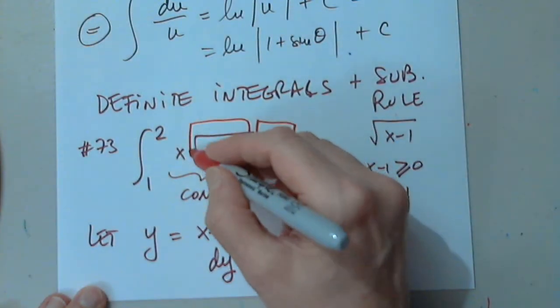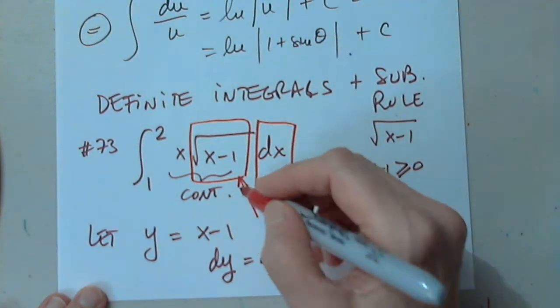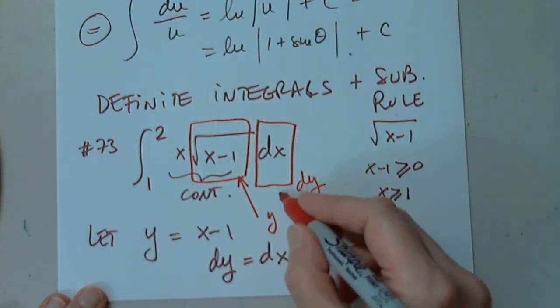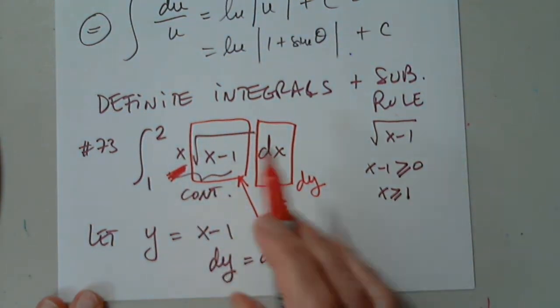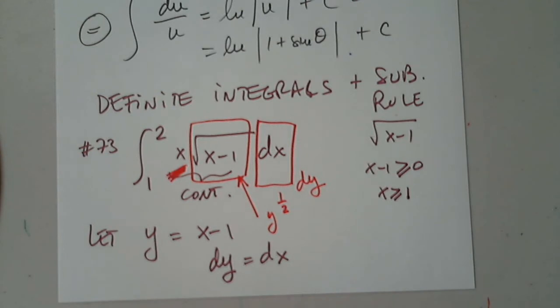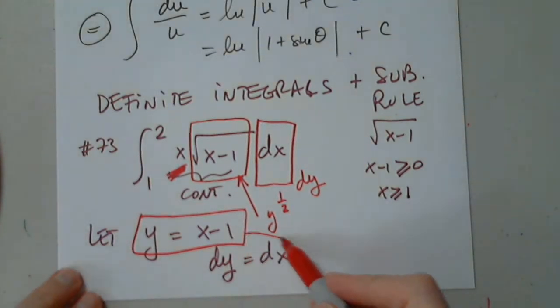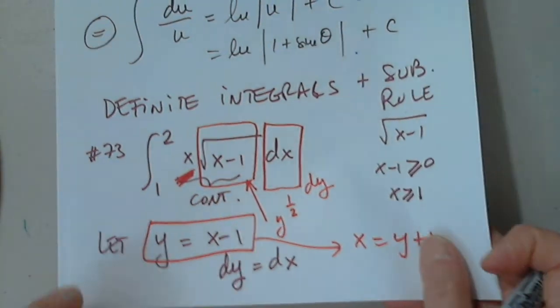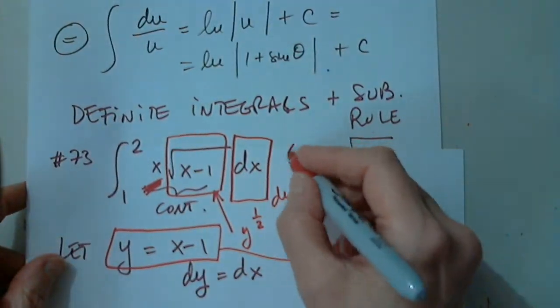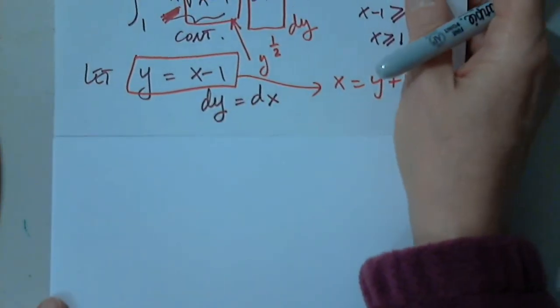This will be replaced by y to 1/2. Fine. But what about this? Because I can't have x and y in the same integral. So is there a way from here to replace x in terms of y? y plus 1. Yes, awesome. So then x equals y plus 1. So I'm going to put a triangle, jump over all this. It continues here.